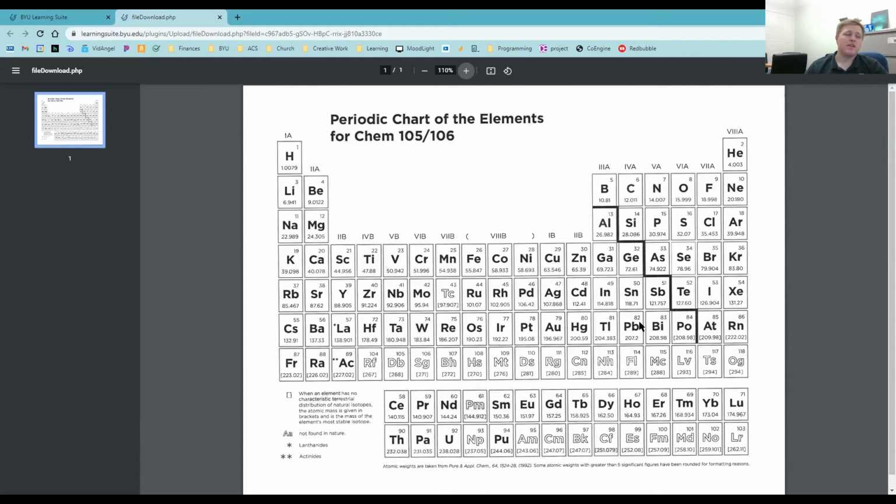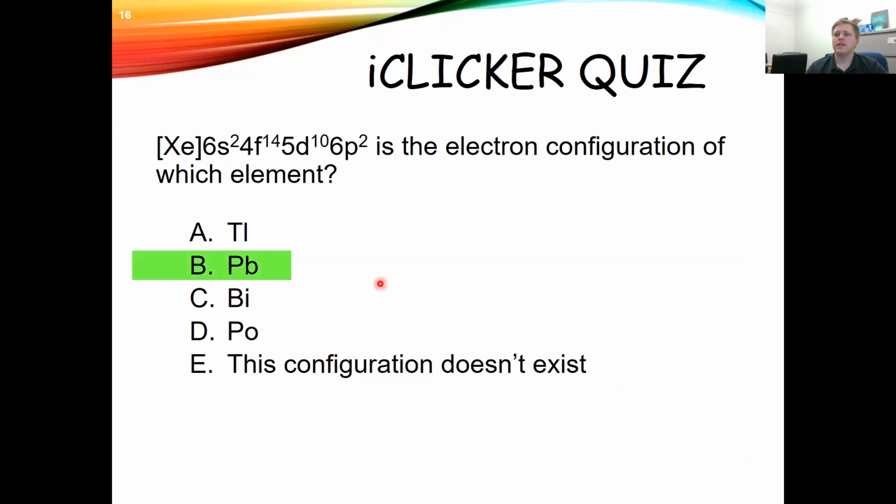Another easier way to do that is to recognize that the last electrons there are 6p2 in our electron configuration, so we could actually have just jumped down to the 6th row, where there are p orbitals, and gone in 2 electrons over here to our lead. So if one of those explanations makes sense to you, go ahead and use it. So our answer here is lead.